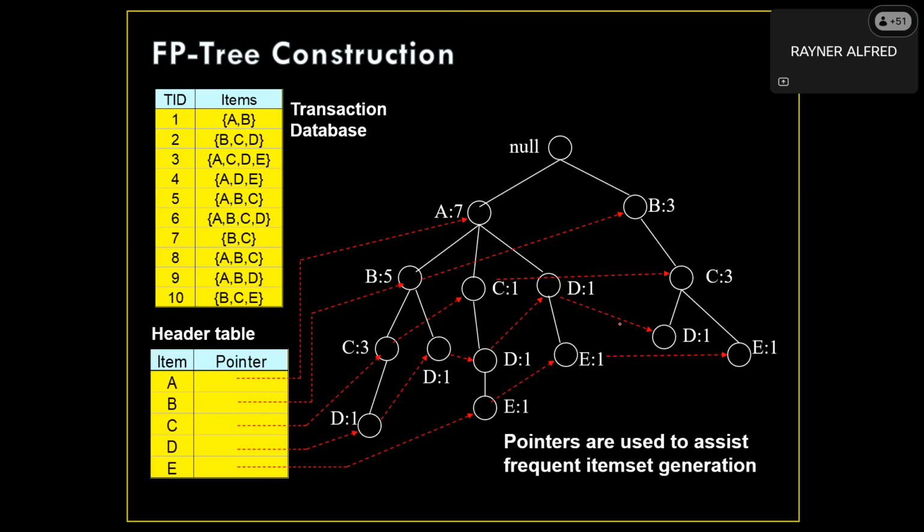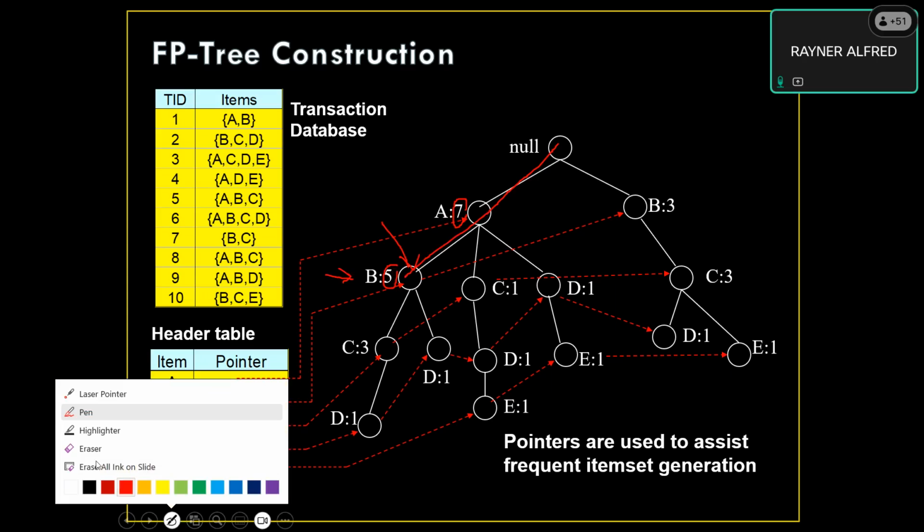Okay. So the number here refers to the number of appearances of A itself. But when we are here, you see 5. That means the number of appearances of A and B. Because when we go from the null through A and B, at this level the number of occurrences for AB is 5.